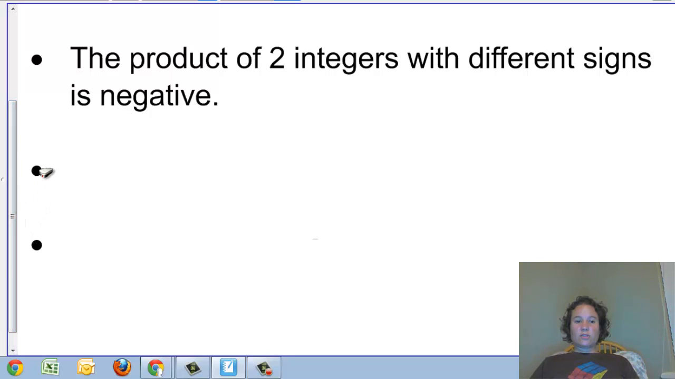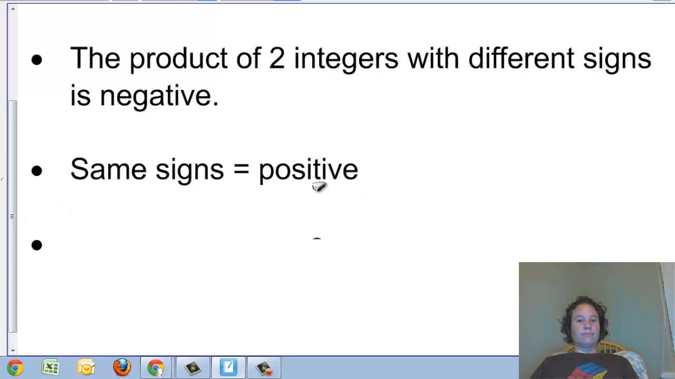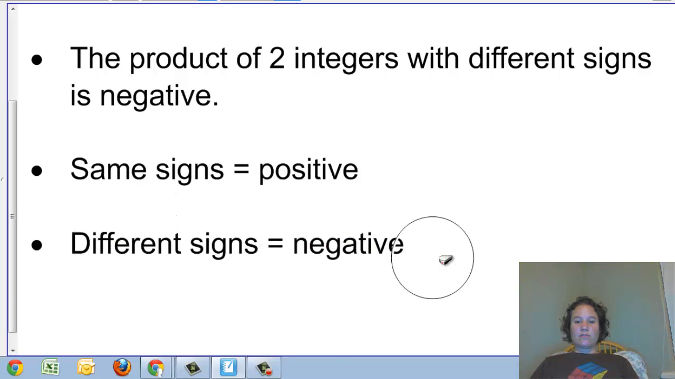The short version of these rules says that if you have the same signs, your answer is going to be positive. If you have different signs, your answer is going to be negative. And that's really what you want to keep in mind, just those two things. Same signs, positive, different signs, negative.